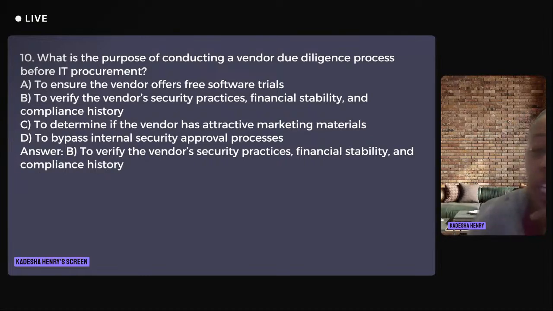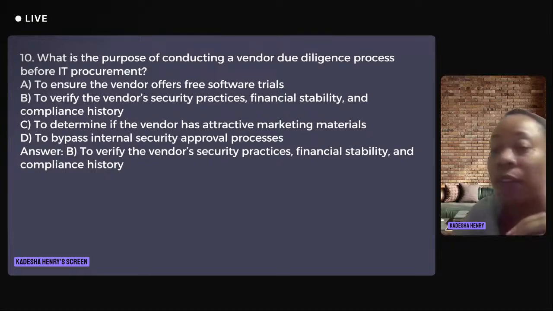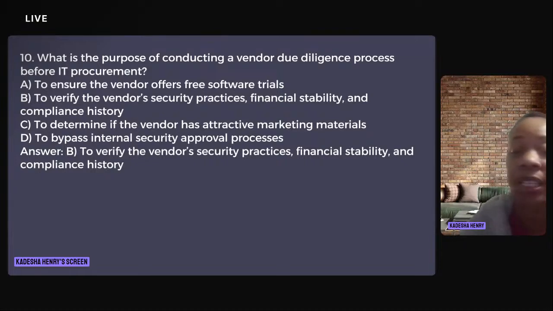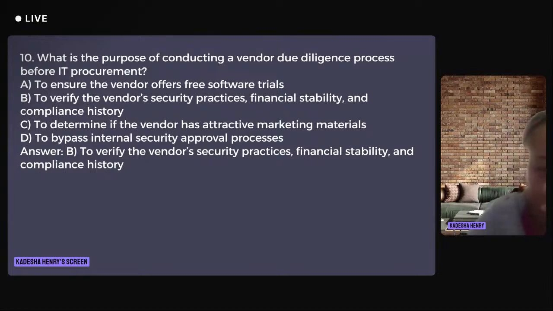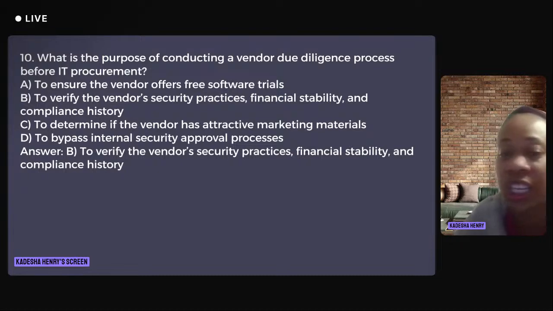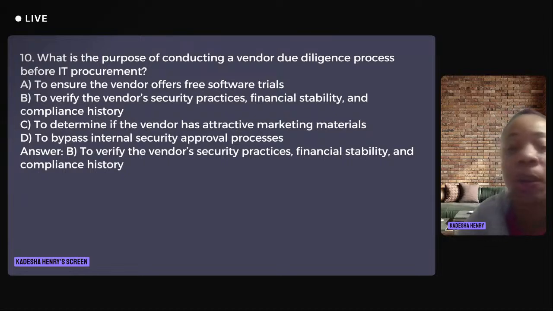So is it A, to ensure the vendor offers free software trials? Is it B, to verify the vendor security practice and financial stability and compliance history? C, to determine if the vendor has attractive marketing material. D, to bypass internal security approval process. And we do our due diligence in looking up the vendor because we want to verify the vendor's security practice, financial stability, and compliance history.